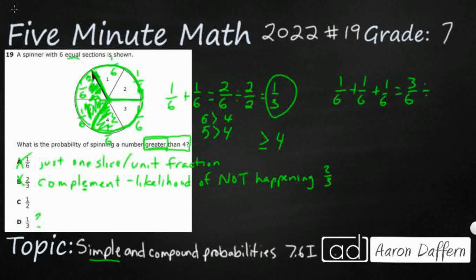And if we divide that by 3's, guess what you're going to get? I see how we get that 1/2. That's just if I include the 4, which I shouldn't. So my answer here is D.